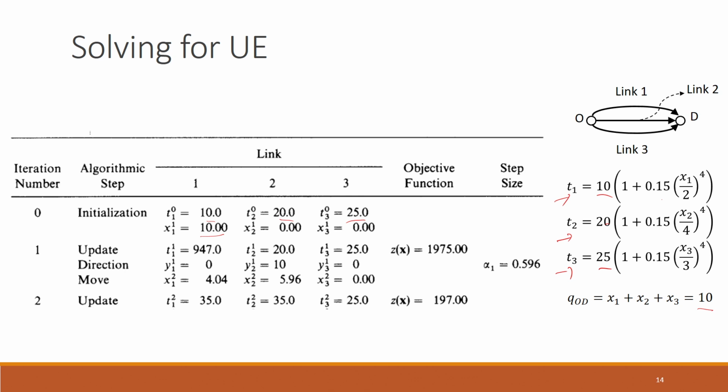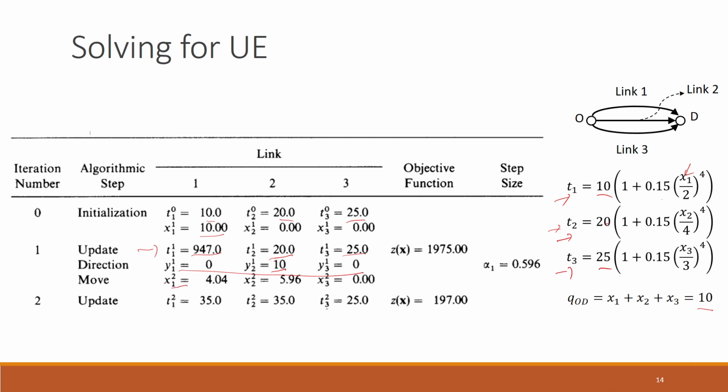Okay. Now, with this flow, we will be again calculating the travel time. So, we put this 10 now here instead of x1. So, we will be getting travel time of 947. Okay. But the travel times of the other 2 links, 2 and 3, still remain the same, 20 and 25. Now, in this step we are doing the direction finding step. So, we will be doing this all or nothing assignment again. Now, of all of these 3 paths, this link has the shortest time. So, all the 10 units will be assigned here. Okay. And now we get the auxiliary flows.